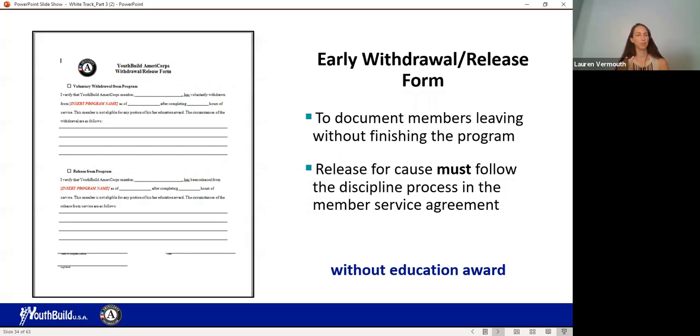On this form, we have two different ways that might happen. The member chooses to leave, that's an early withdrawal, or a release for cause where you're asking the member to leave. And if you're doing that, we want to make sure that it aligns with the member service agreement, that you're not doing something that's outside of that contract.